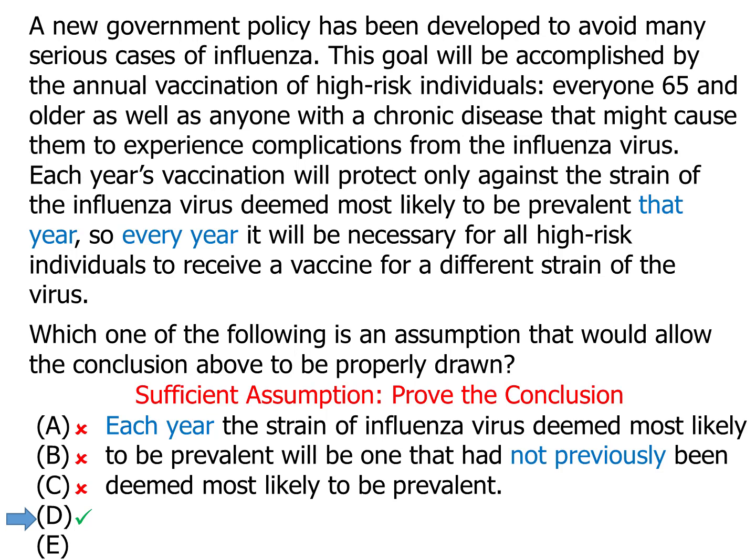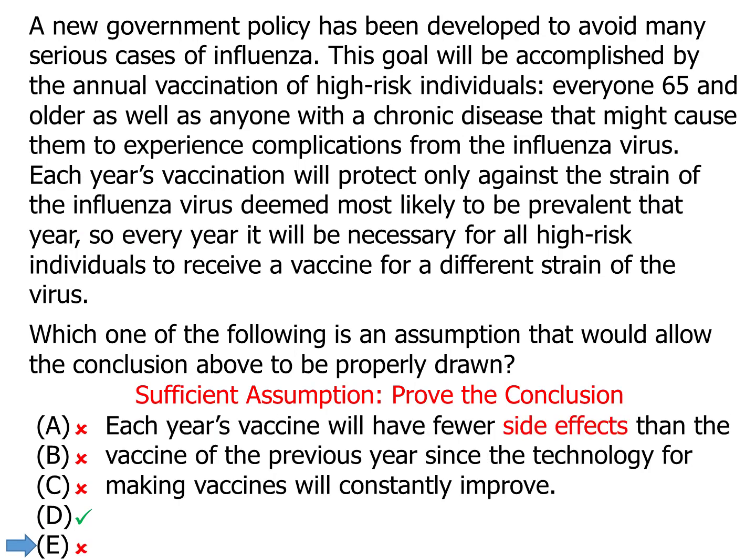As always, glance down at E just to make sure. E says each year's vaccine will have fewer side effects than the vaccine of the previous year. Side effects are irrelevant to the argument. We're just trying to prove that you're going to need a different vaccine, a different formulation every year. It'd be great if E were true. I mean, great for the people getting the flu vaccine, not great for the argument. So E doesn't help us get to the conclusion, so it's not the answer. Thus, the answer is answer choice D.